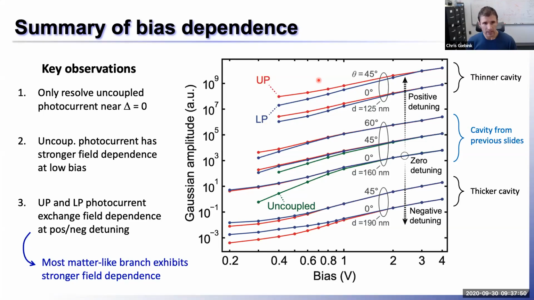Okay, so coming back to the key takeaways so far: one, we can only resolve the uncoupled photocurrent contribution near zero detuning. So that's this curve here. It has a stronger bias dependence than the polariton modes at low field. And the other thing is that the most matter-like branch at positive and negative detuning exhibits the strongest field dependence. So at negative detuning, that's the upper polariton, and at positive detuning, that's the lower polariton. The exchange in the field dependence here is another key observable.